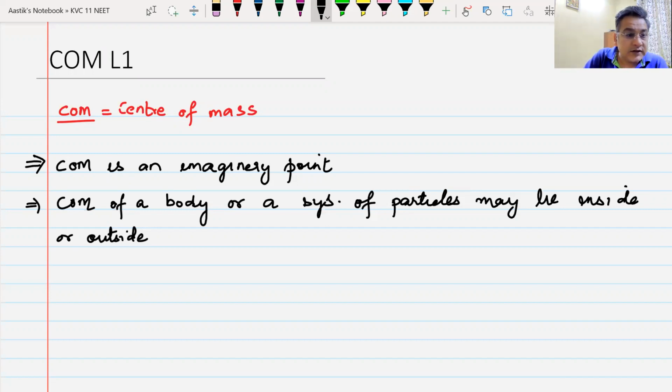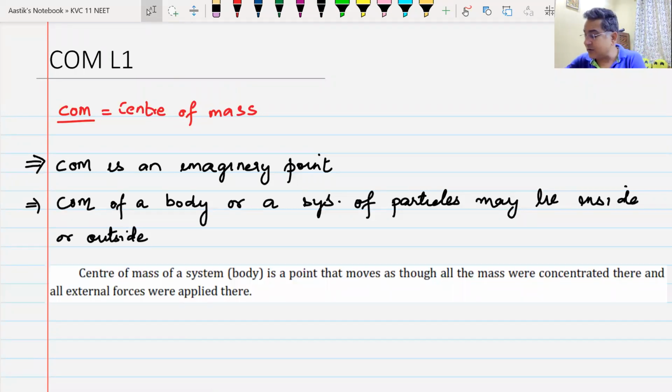Now, the third point that you should remember about the center of mass is that this point moves in such a way that we can assume that all the mass of the body is put at that point and all the forces acting on the body are acting at that point. Remember, the force is actually not acting at that point, but we can consider that if all the forces are acting on that point and all the mass of the body is at that point, the body will move in the same way as that point moves. I will try to make you understand it with an example.